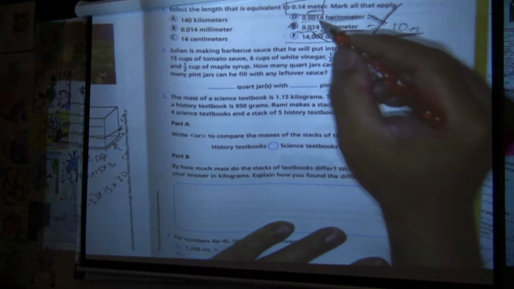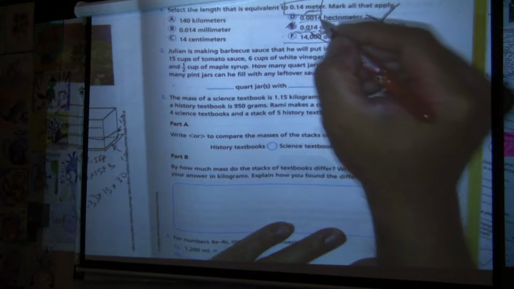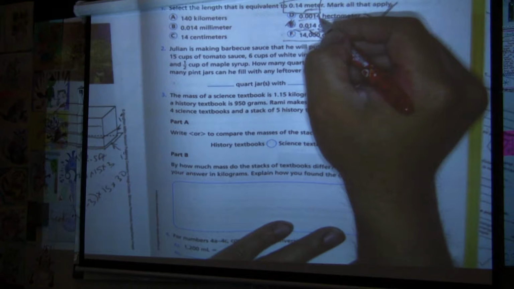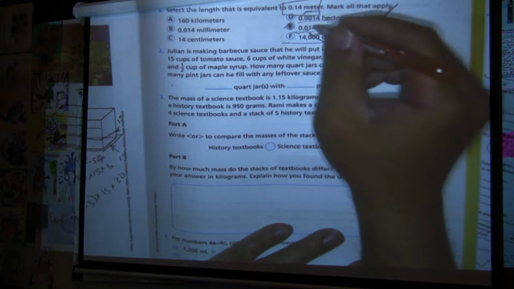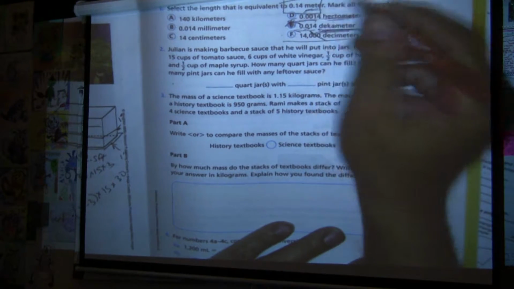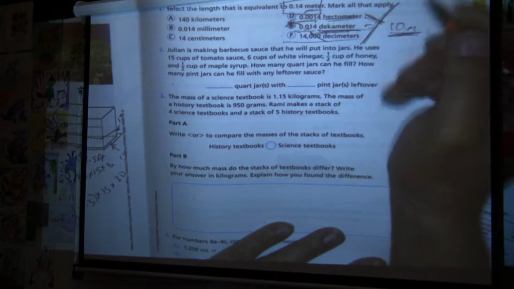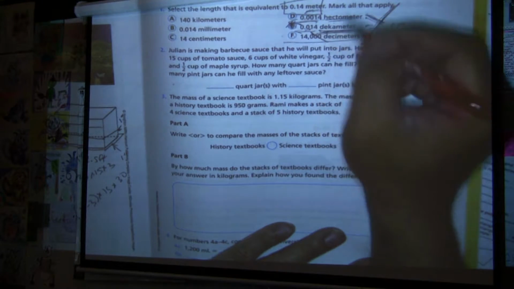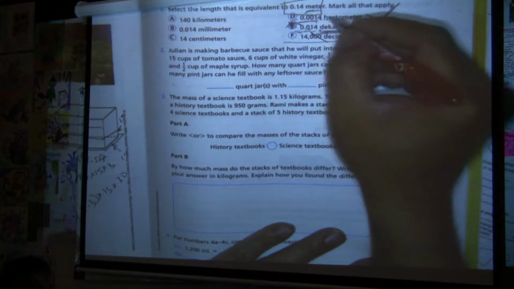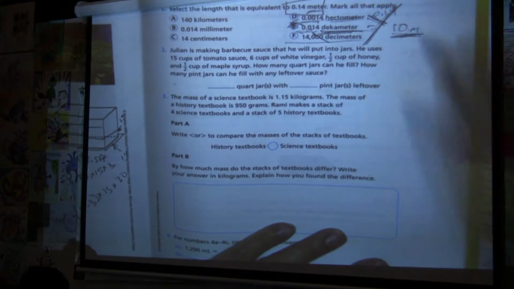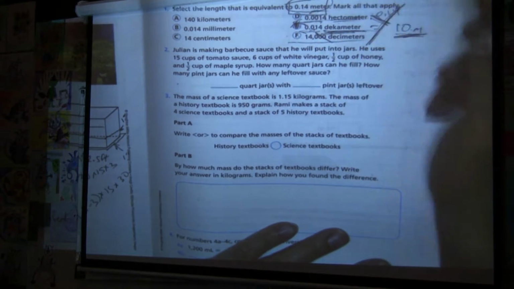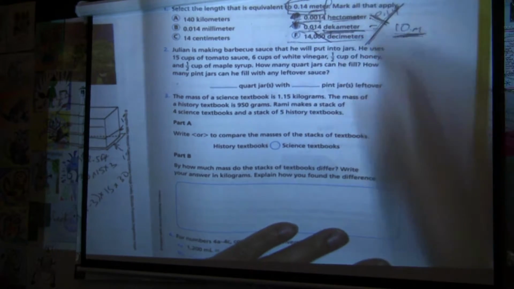So hectometer times 100 would do what to the digits? Shift them to the left or to the right of the decimal point? Toward the left. Remember we learned this. Okay, so how many digits to the left? 2 digits. And then that would bring it to 0.14. You remember that? And is that equivalent to 0.14 meters? Yes, it is. So you got to highlight that one.